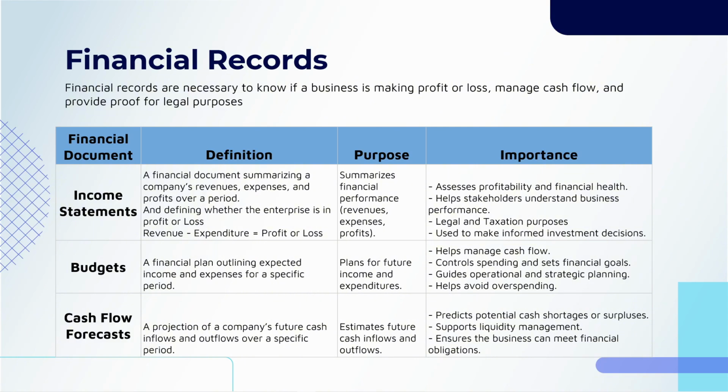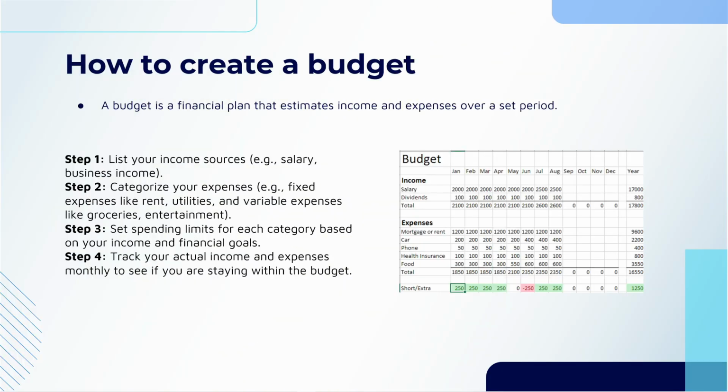But how do you make an income statement, budget, or cash flow forecast? First, let's see how to create a budget. To create a budget, first list all your income sources. Then categorize your expenses into fixed and variable. Next, set limits for each category. And finally, track actual income and expenses against your plan.